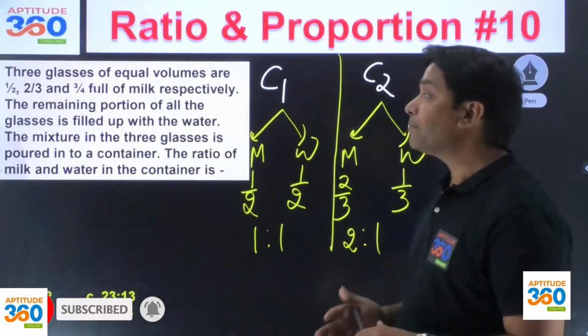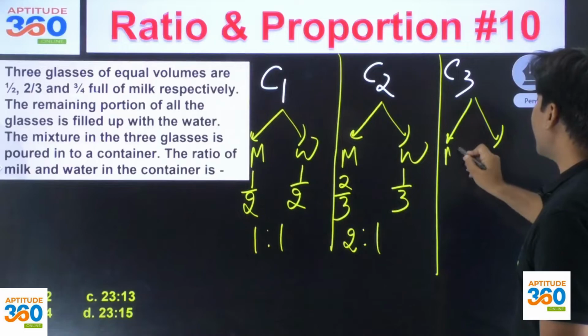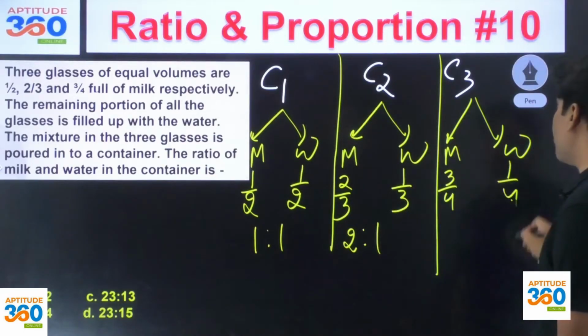Isn't it? And in the third one, what is happening? Milk and water are in the ratio. Milk is 3/4. So obviously water is going to be how much?